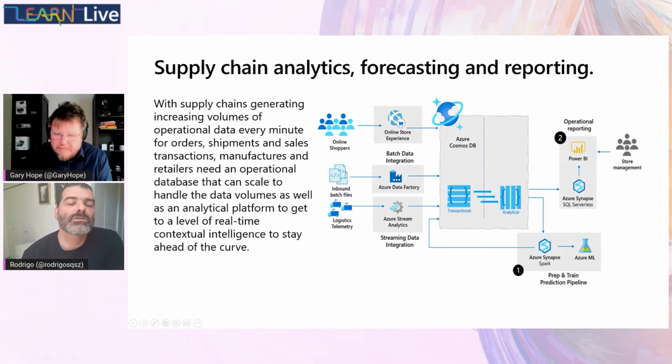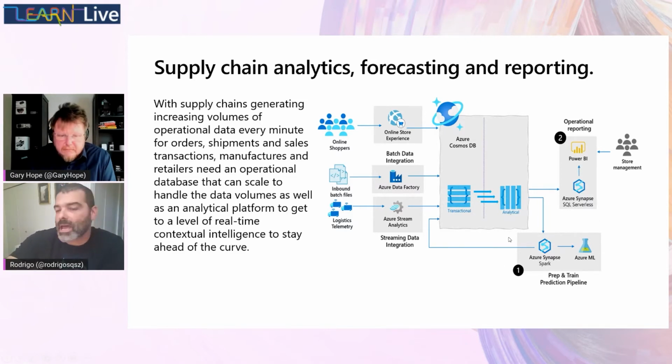So this is a supply chain scenario. We have this reference architecture. What is interesting is that, as you can see, we have multiple data sources ingesting data into the Cosmos DB transactional store. Behind the scenes, Synapse Link is syncing with the analytical store. And then we have Azure Synapse Spark and Azure ML. The Azure ML SDK is built into the Synapse Spark base image of the cluster, right?